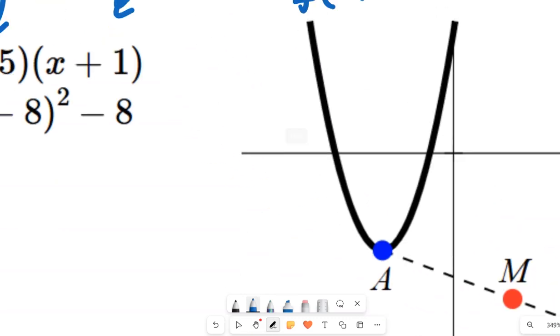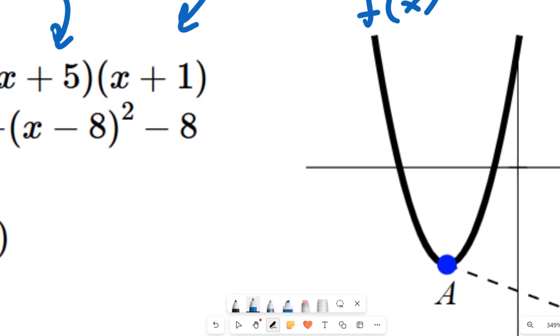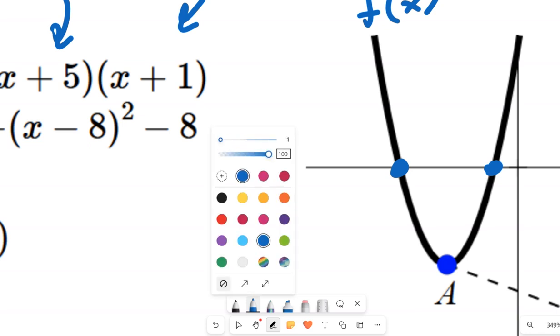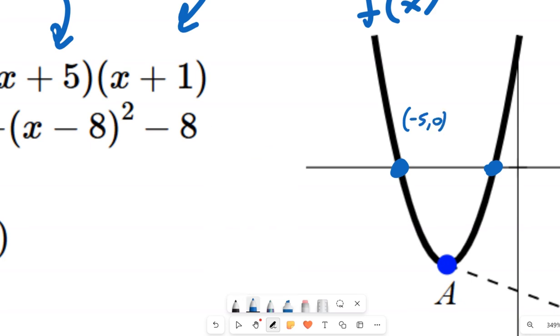My factored form was x plus 5, x minus 1. So what that means is these dots right here, these x-intercepts, are represented by, and I'm going to need to make my pen a little skinnier here, this is going to be negative 5, 0 on that one. And this one over here is going to be negative 1, 0. Okay, so those are my x-intercepts represented by the factors.